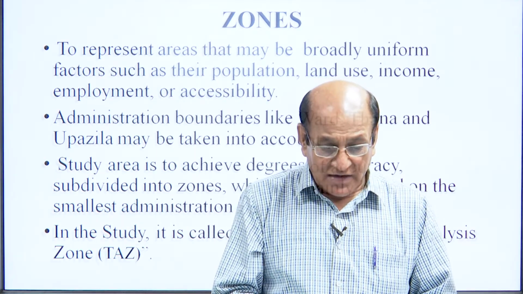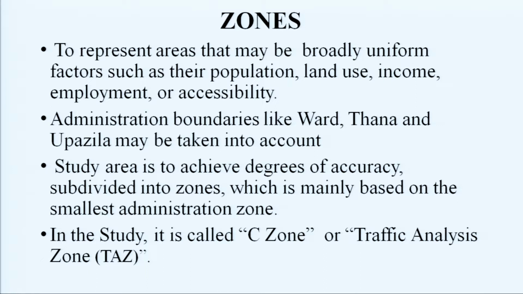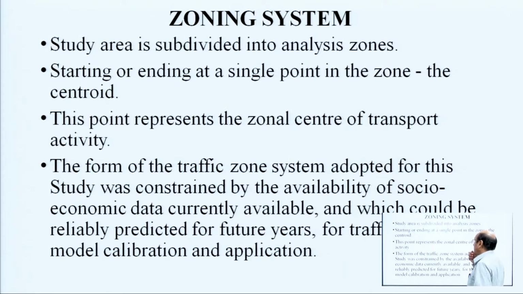Administrative boundaries like ward, thana and upazila may be taken into account. To achieve a degree of accuracy, a study area is subdivided into zones, which are mainly based on the smallest administrative zone. In the study, it is called a zone or traffic analysis zone, that is TAZ. The study area is subdivided into analysis zones, starting or ending at a single point in the zone, that is called a centroid. The point represents the zonal center of the transport activities.